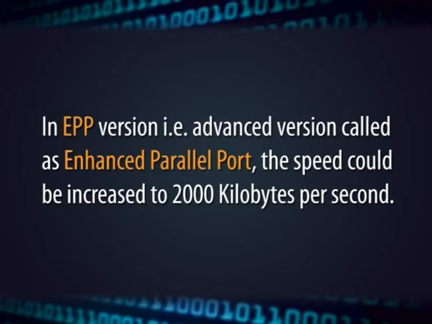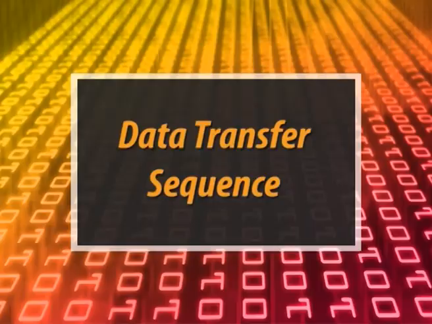The maximum permissible data transfer speed was about 20 kilobytes per second. In the EPP version, that is the advanced version called enhanced parallel port, the speed could be increased to 2000 kilobytes per second. The voltage level on signals used in this interface is TTL level, where logic 0 is between 0 to 0.8 volts and logic 1 is between 2 to 5 volts.